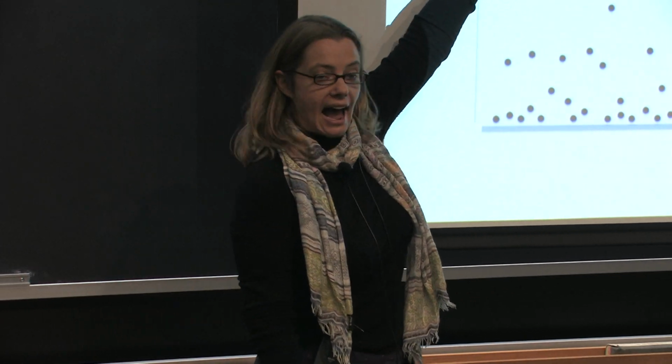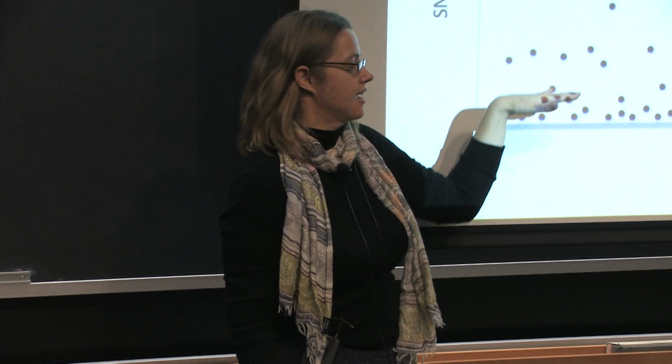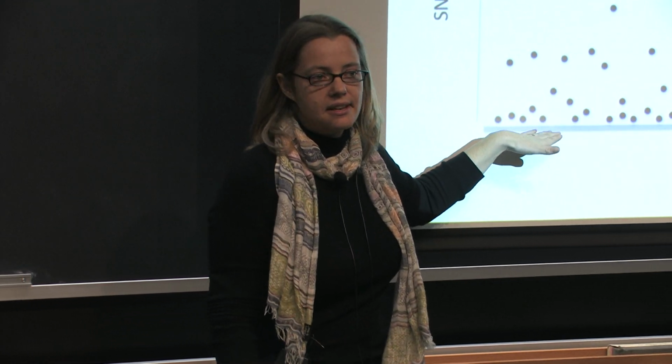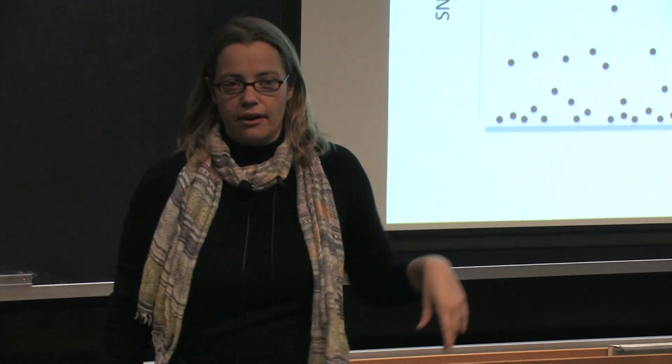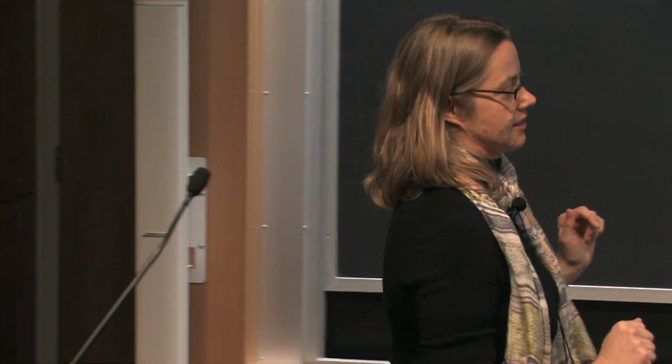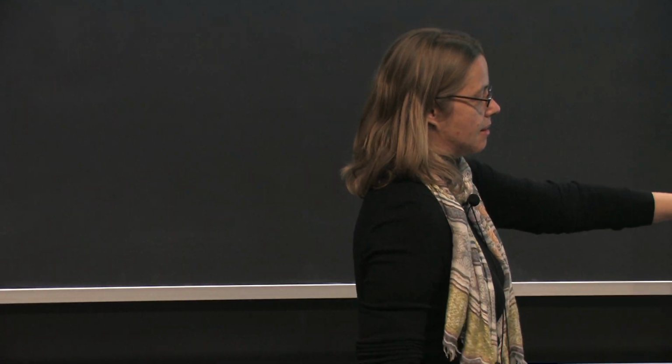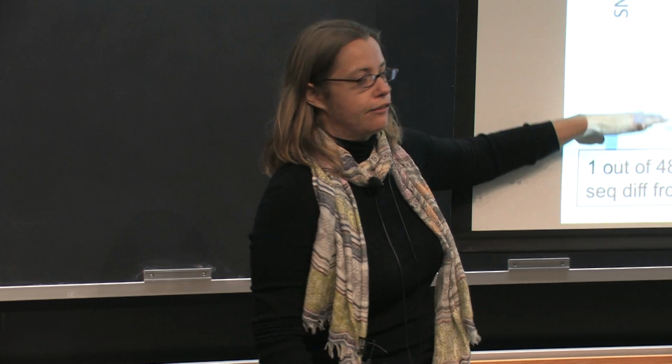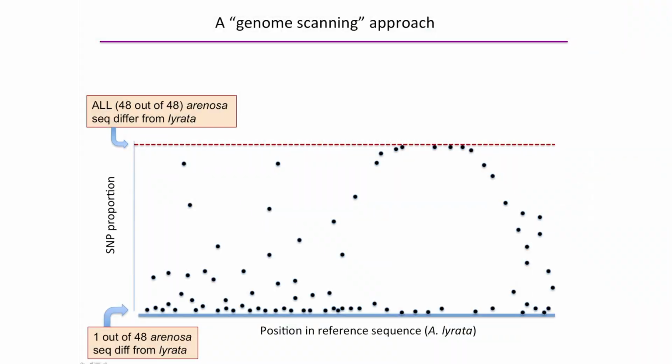So we call these high-frequency polymorphisms and low-frequency polymorphisms. Most of them are low-frequency, rare variants. But there are some that are more common, so where like 40 out of the 48 arenosa sequences are in one state that's different from lyrata. So that's indicated there. These are the ones where maybe 1 out of the 48 sequences is different, and that's where maybe 48 out of the 48 are different. That would be called a fixed difference.